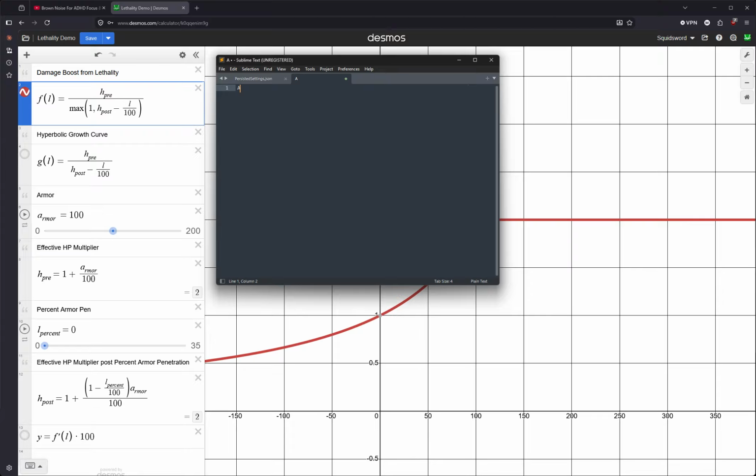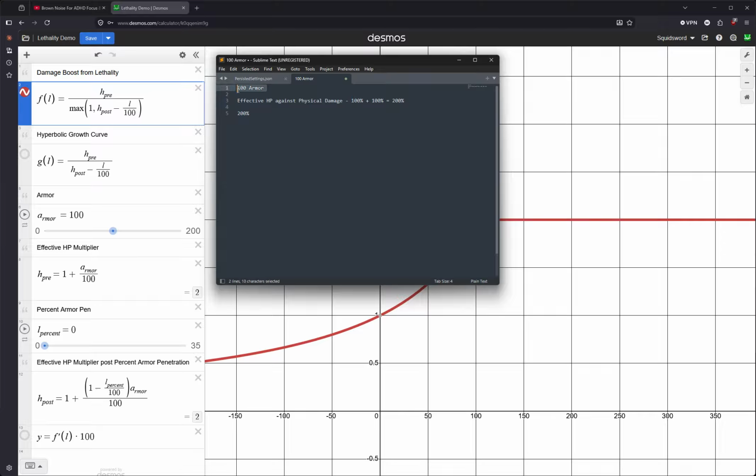Let's say a guy has 100 armor. His effective HP against physical damage is going to be 200%. The math is really simple. Everyone starts with 100% effective HP. You add 100 armor, and you get 200%.